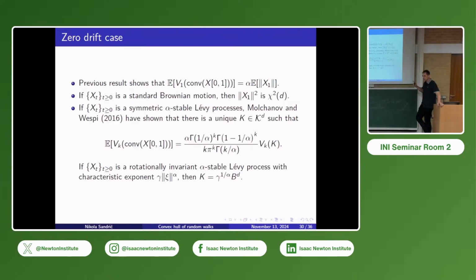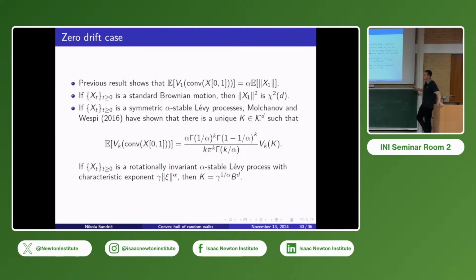In the general case, well, not very general, but in the case when X is symmetric alpha stable, not necessarily rotationally invariant, but just symmetric at this moment, then Molchanov and Vespi showed that there is a unique compact and convex set K such that this expected value is given in this form here. So it's just this universal constant times the intrinsic volume of this set K.